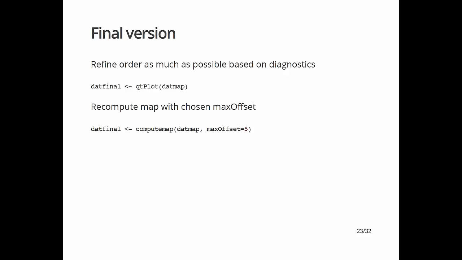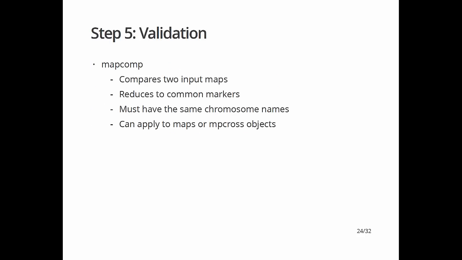So basically, we go through this, we refine the order as much as possible based on the diagnostics, we recompute the map with the chosen max offset, and we end up with a map that we then want to validate against other maps of some sort. In this case, we validate it against the true map that we used for simulation, but in other cases it might be against some other published map, some consensus map, physical map if you have that.